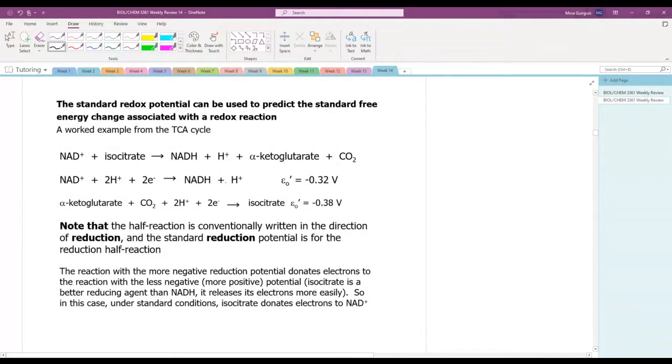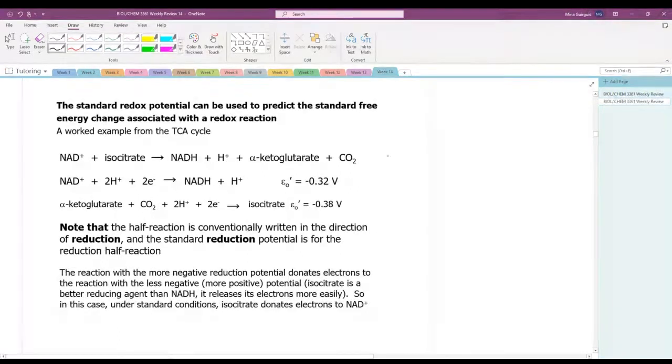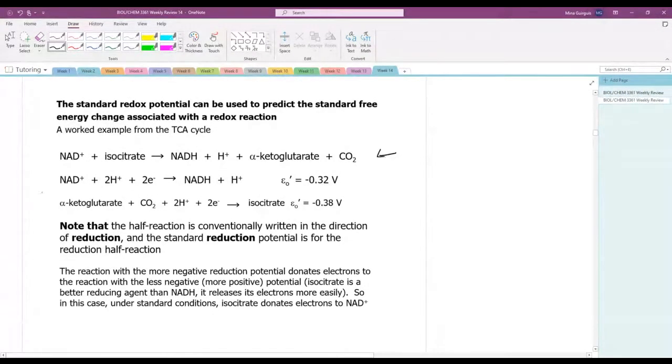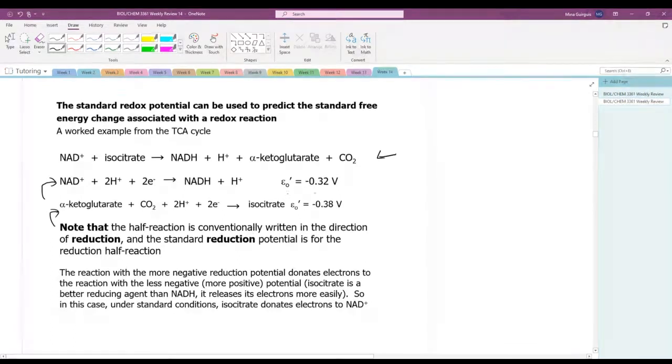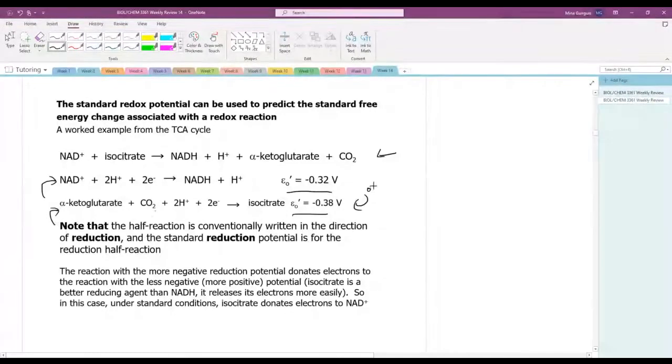So a standard redox can be used to predict the standard free energy. What they've done here is they've put together the net equation. This is the first half of the redox reaction. This is the second half of the redox reaction, right? So there's one thing being reduced and one thing being oxidized. And since they're both reductions, we're going to take this lower one. This one will be oxidized, and so we will flip this reaction.